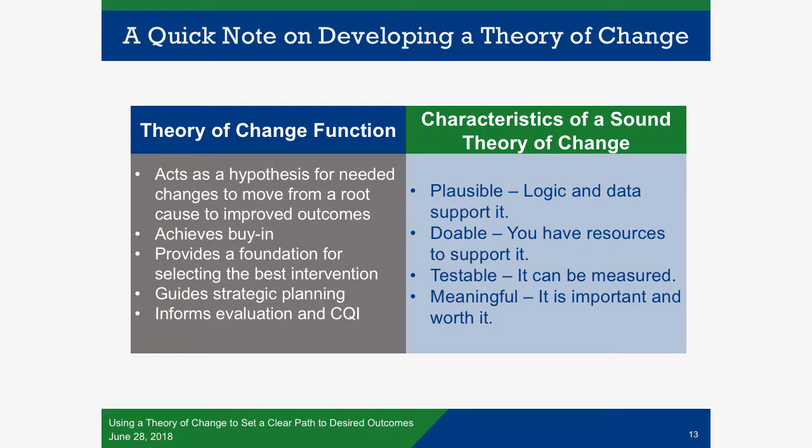So agencies should consider flexibility and feasibility when developing a theory of change, but a sound theory of change should also be plausible. That is, does the team agree that the logic is correct? And does the team have the data to support the logic? So if we do X and Y, we should get the results we want and expect. They should also be doable. Does the team have access to the resources needed to implement the pathway of change?